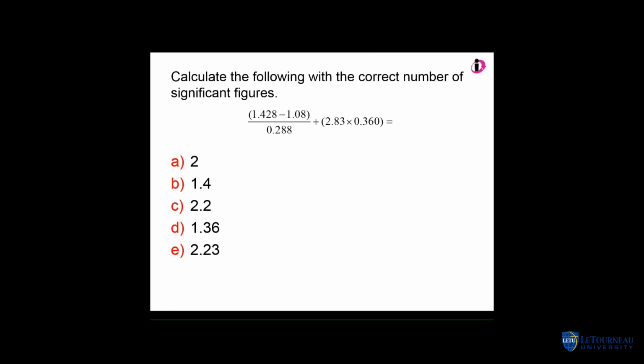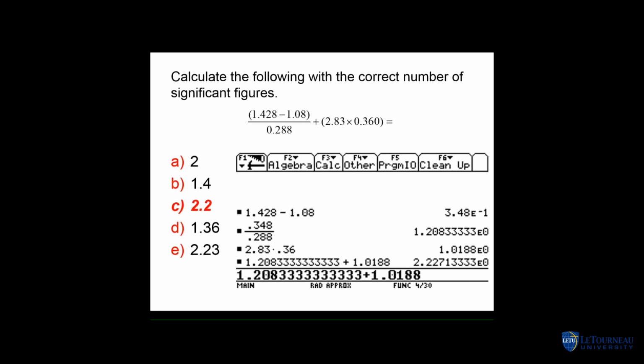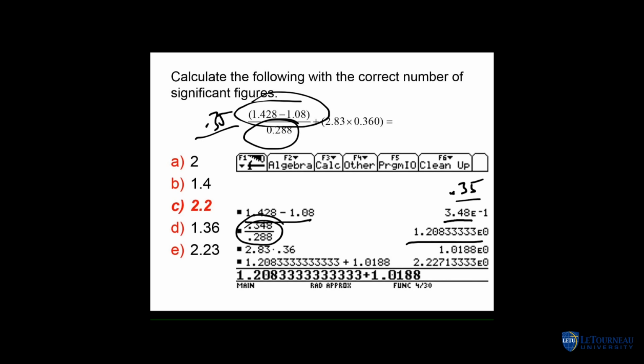All right. So the correct answer here is 2.2. Note that we do the stuff in the parentheses first. There you go. 1.42 subtract 1.08. This is going to give us 0.348, but only 2 of these numbers are significant. This is like a 3.5 is what you've got. So that's like a 0.35 up there on the top. You're dividing by something with 3 sig figs. Okay. So here you go, there and there. And that gives you this number, 1.208. But of course only 2 of them are significant there.